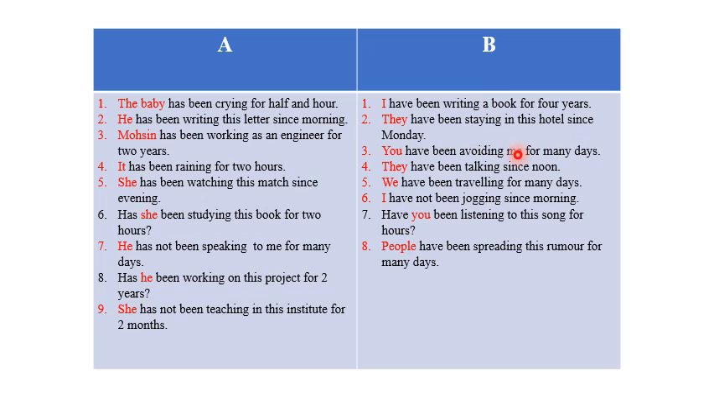Now look at the second column. I have been writing a book for 4 years. They have been staying in this hotel since Monday. You have been avoiding me for many days. They have been talking since noon. We have been traveling for many days. I have not been jogging since morning. Have you been listening to this song for hours? People have been spreading this rumor for many days.